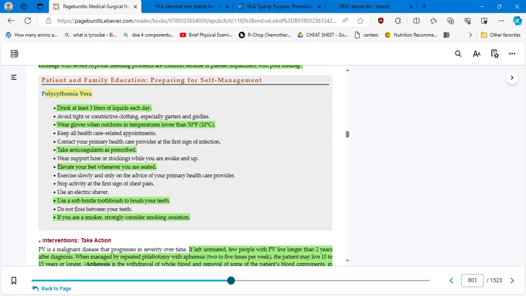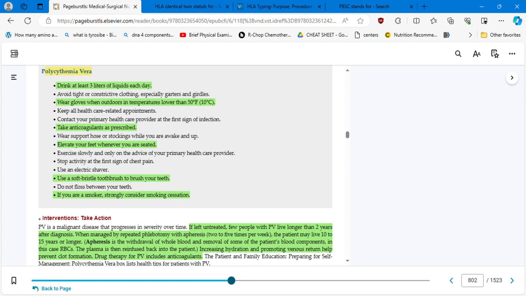Okay. Polycythemia vera: drink at least 3 liters of liquids each day to get rid of all debris and in order not to block the kidneys. These are points that I have selected. That doesn't mean that these are the most important, no. Just paying more attention to this.